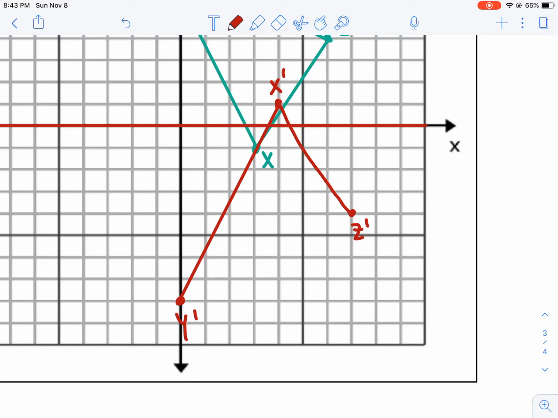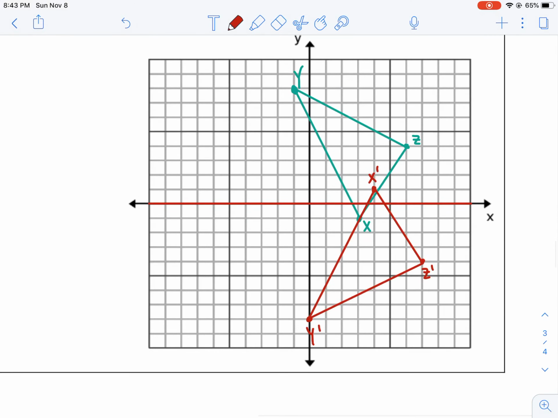And we can connect our points. And we see that it's been reflected and shifted. So this is actually called a glide reflection. I don't think you really need to know that, but just a fun fact.